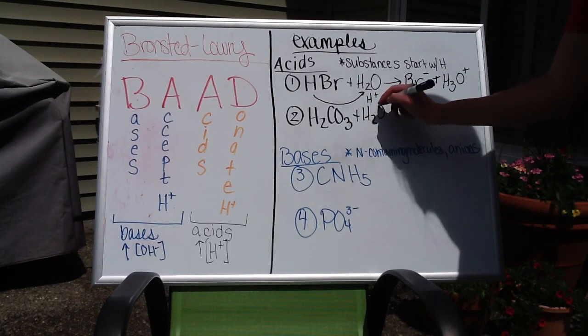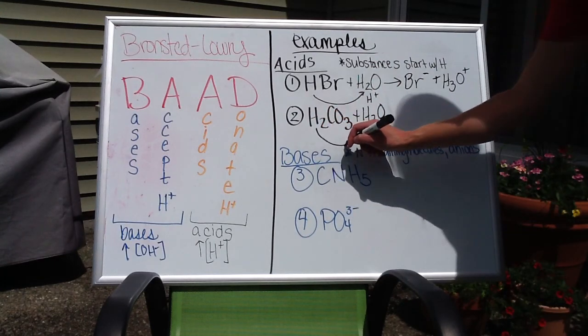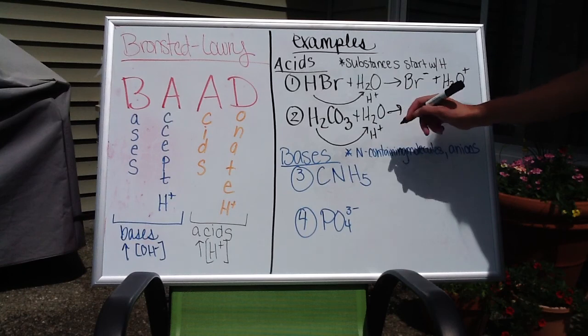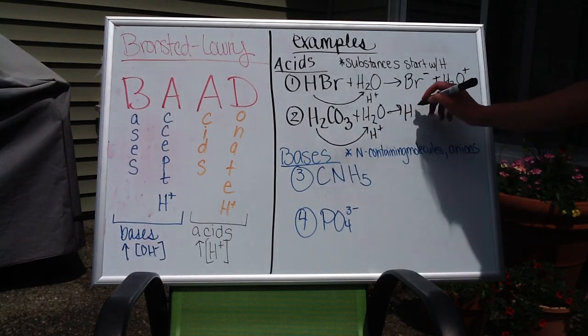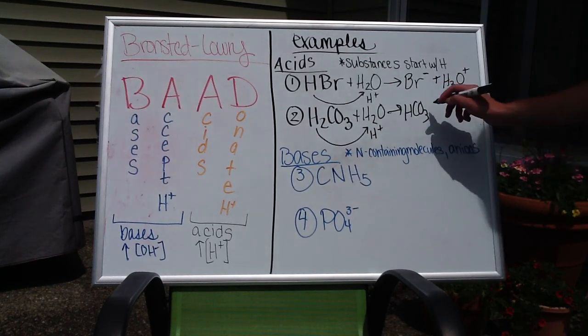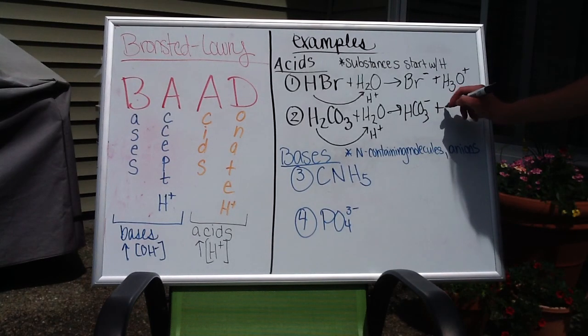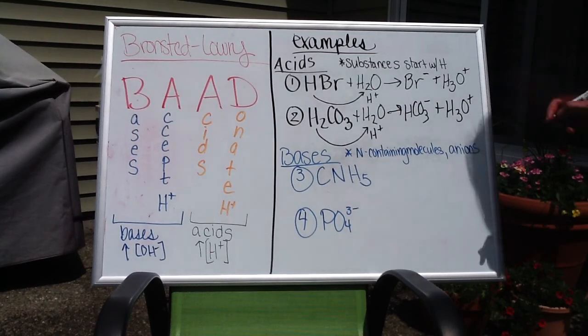When I put it in water, acids donate hydrogens, so it is going to donate an H+ ion to water. So that means it's going to go from being H2CO3 to just HCO3, and it has a negative charge now, because it was neutral and it lost something positive, so now it's negative. Water, H2O, becomes H3O with a plus charge.